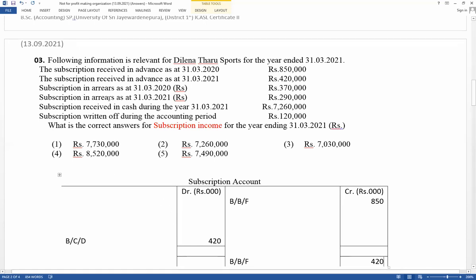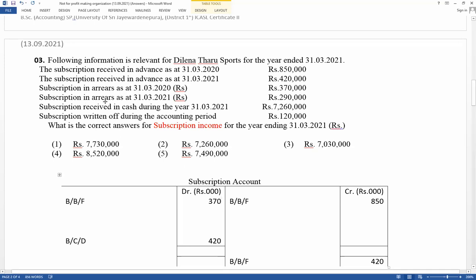Then given subscription in arrears. Subscription in arrears is assets. Given opening and closing balance. That is a subscription receivable amount. 31st March 20 means previous year closing balance became this year opening balance. Debit side as a balance brought forward. Subscription in arrears value equal 370.